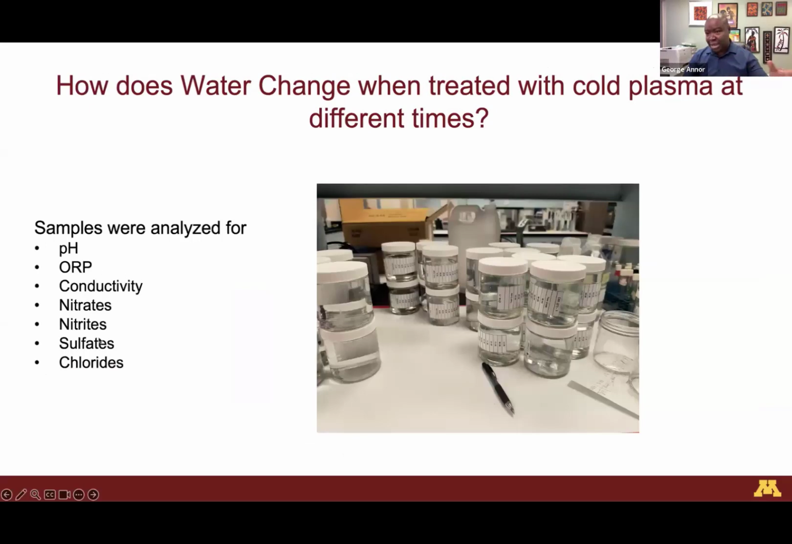We actually measured ORP, pH, conductivity, and we sent our samples out. We have a water research lab here where they did a slew of analysis. We did all the mineral contents, nitrate, nitrite, sulfite, chloride. It's actually a very long list, but I cannot present all of them today. This is how our samples were prepared prior to sending them to the water analysis lab. And we all know this happens already.